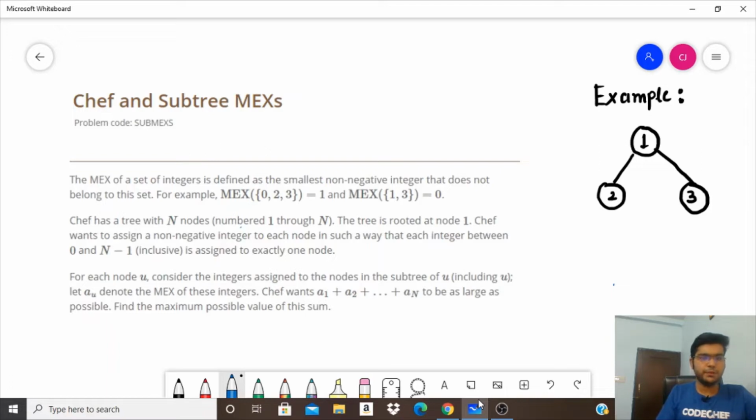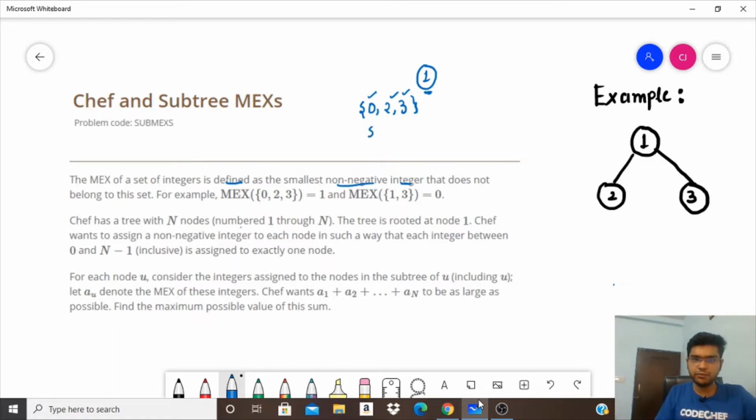Okay guys, so let us understand the problem statement. What is given in the problem is that the MEX of a set of integers is defined as the smallest non-negative integer that does not belong to the set. So what is the definition of MEX? Let us suppose we have been given three integers, that is 0, 2 and 3. Which is the smallest non-negative integer that is not present in the set? That is 1. Right, 0 is present, 2 is present and 3 is present. So the smallest non-negative integer that is not present in the set is 1. So the MEX of these three integers will be 1.